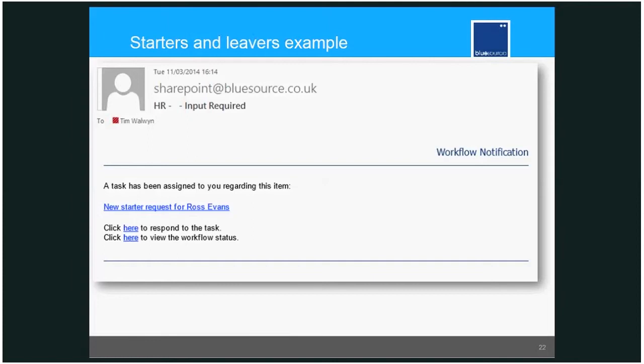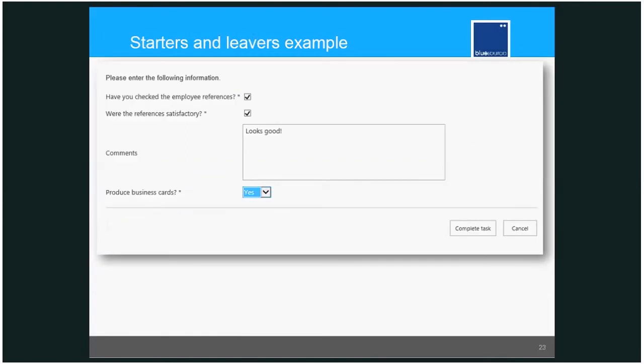So HR can click to respond to the task, and I've decided that here are the key points that we need to know for starters and leavers. Have you checked their employee references? Now, I mentioned earlier that workflow processes are about driving what needs to happen. It doesn't always have to do it. So there's nothing here that's actually going and checking the references, although there could be, and that's a wider conversation.